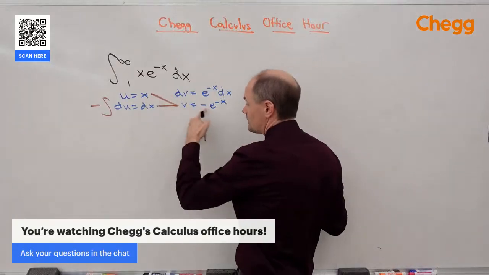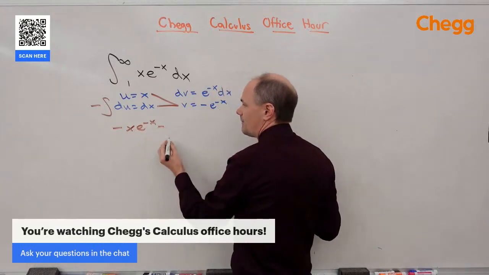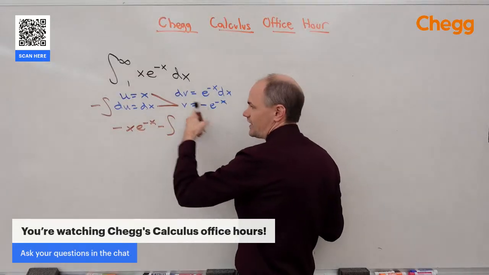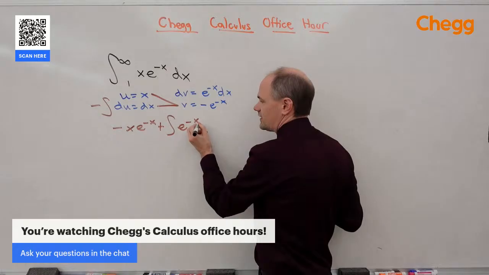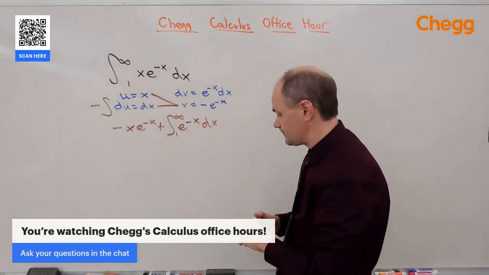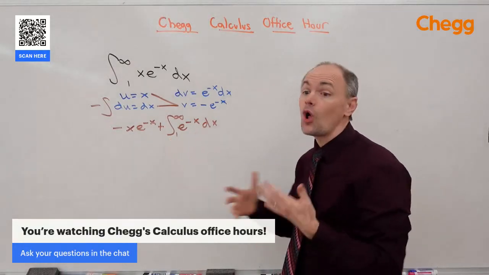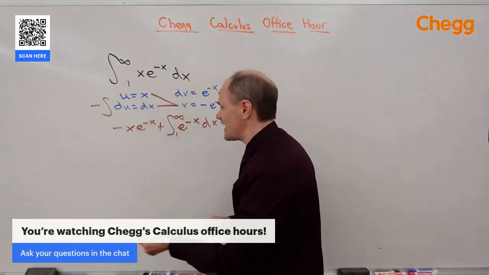So we've got x times negative e to the negative x, which is negative x e to the negative x, minus the integral of negative e to the negative x times dx. Well, the negative times the negative will make it positive. And then we've got e to the negative x dx, and we're still integrating from 1 to infinity. The nice part about integration by parts is it simplifies the integral, hopefully down to something that we can integrate. This time, sure enough, it does exactly that.